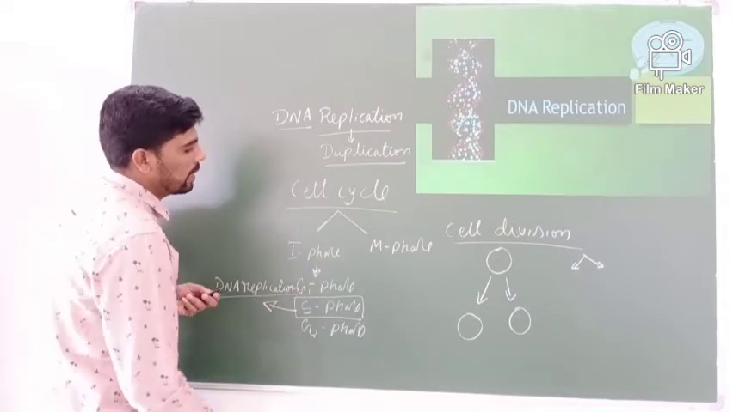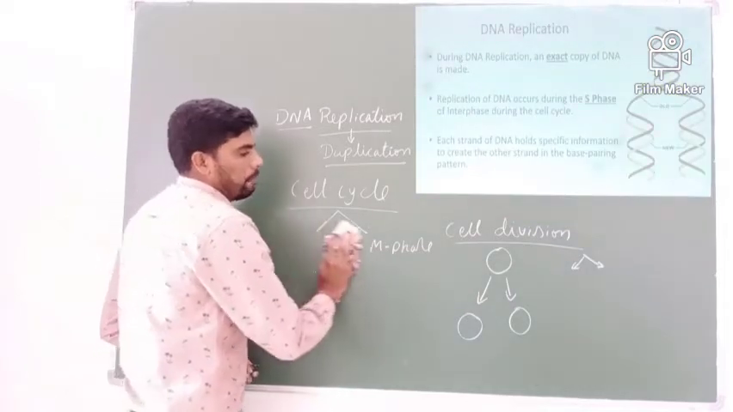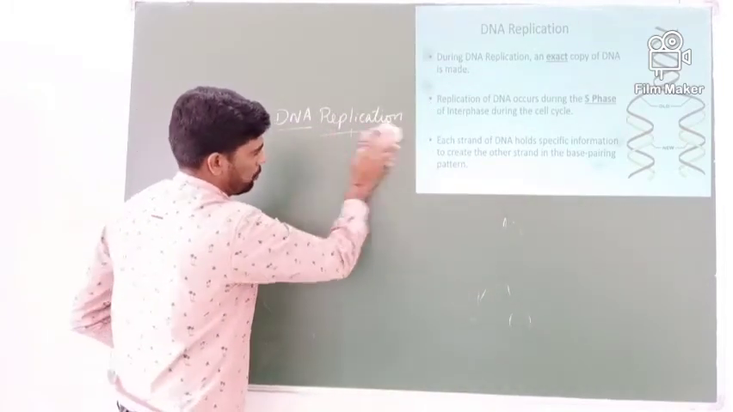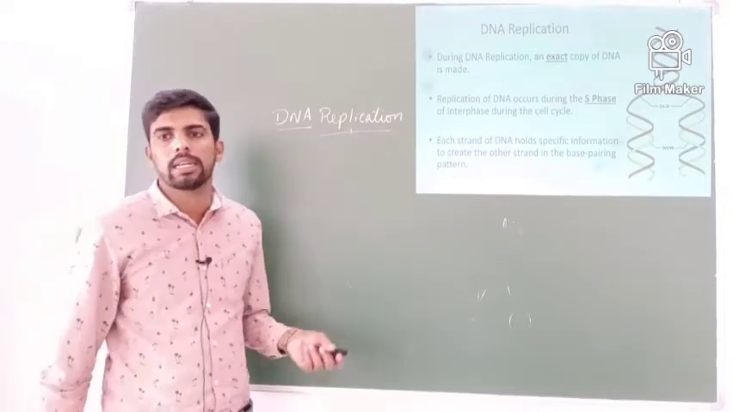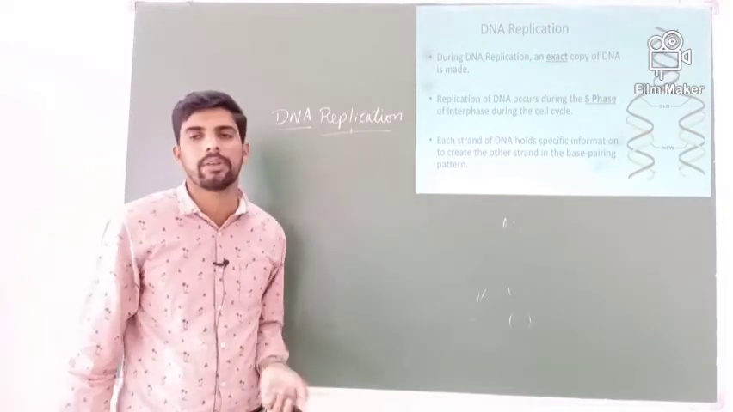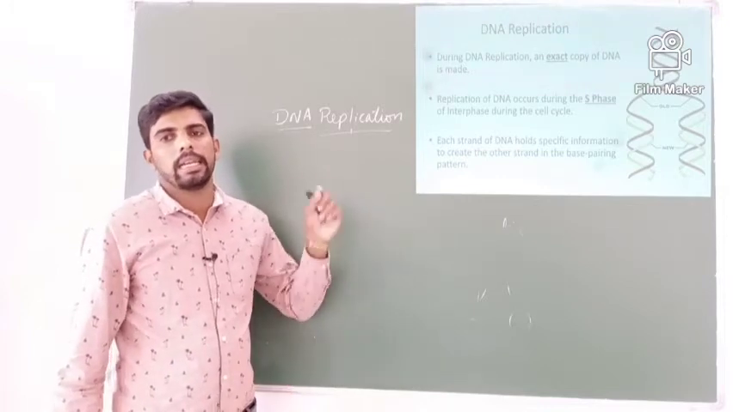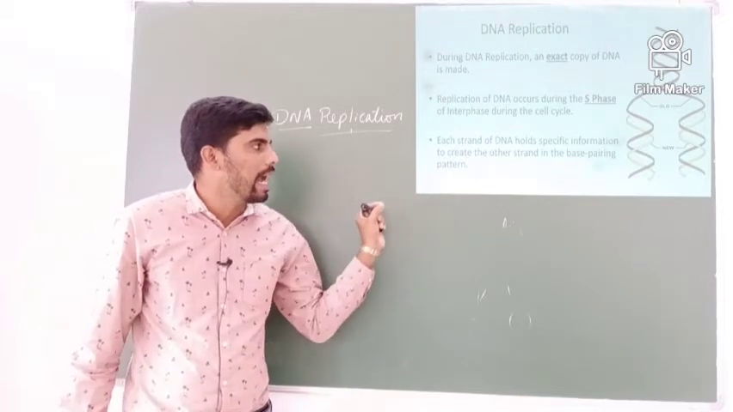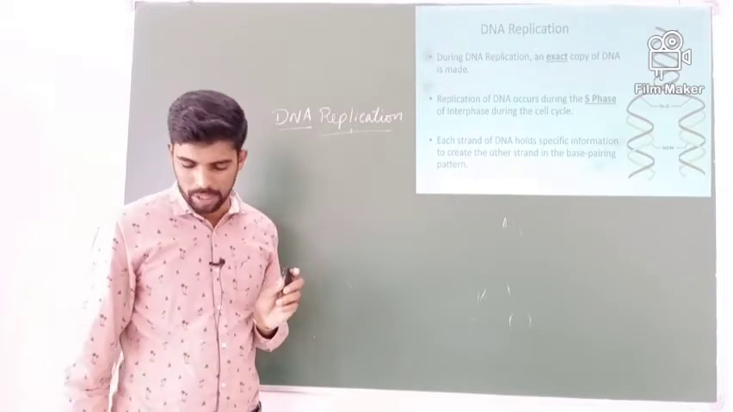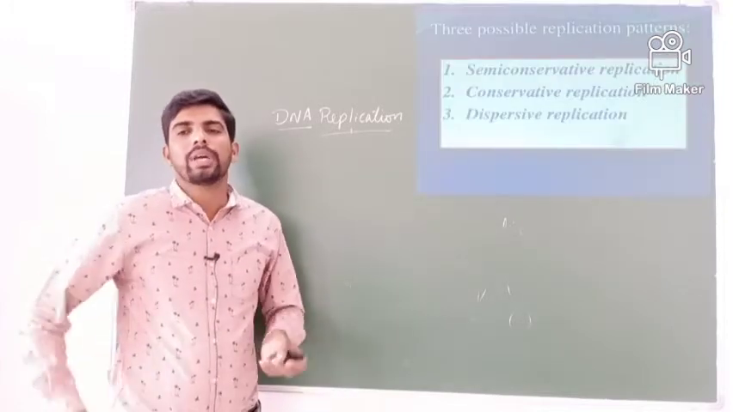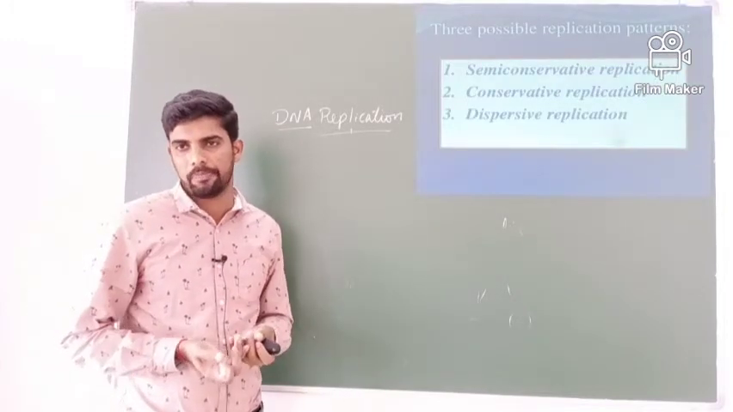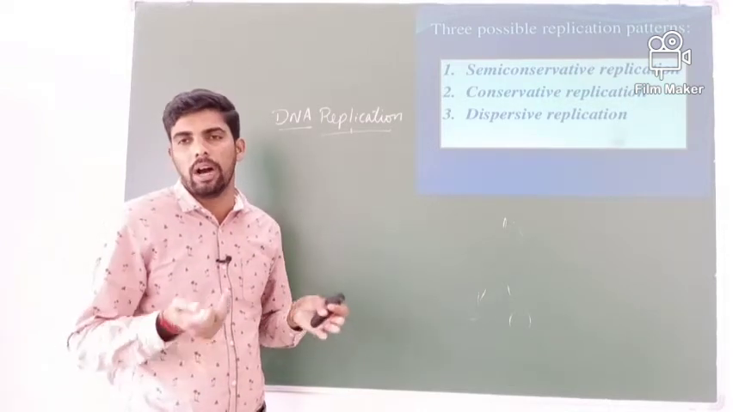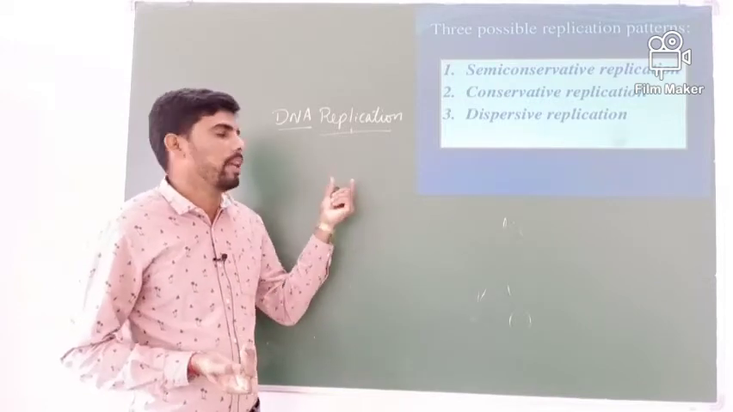Okay, this is DNA replication. DNA replication is nothing but an exact copy of DNA being made, and replication occurs during the S phase of interphase in the cell cycle. Each strand of DNA holds specific information to create another strand in the base pairing pattern. Next, I will go through how the DNA replicates, and in which pattern the DNA will double or create its own copies.